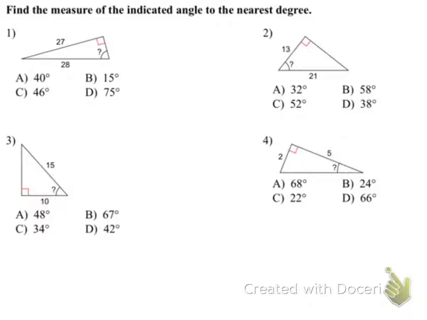Okay, so when doing this quiz, first thing you always want to do on these triangles is label your sides: opposite, adjacent, and hypotenuse. So the main key here is to find the measure of the indicated angle to the nearest degree. So we're looking at number 1. So here's my angle I want to reference to. This is my angle, and I want to reference all my sides to this angle.